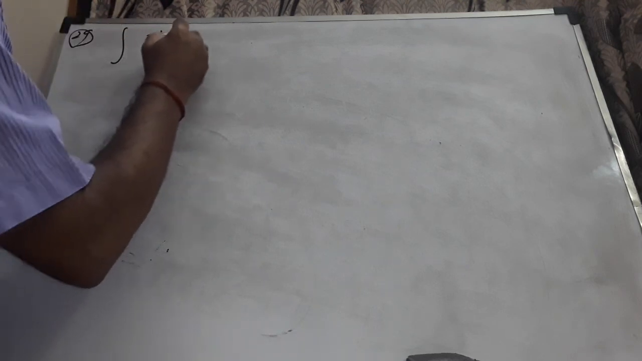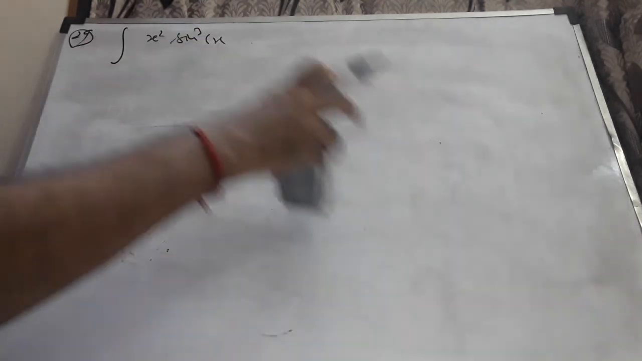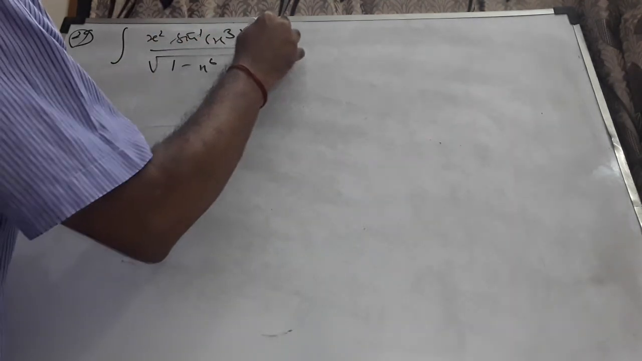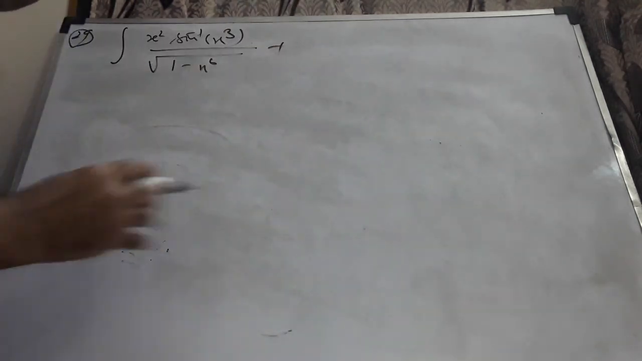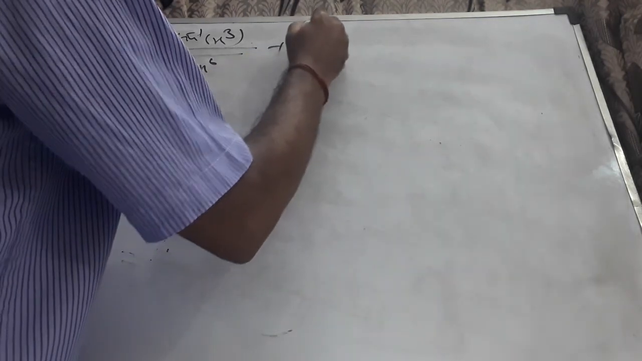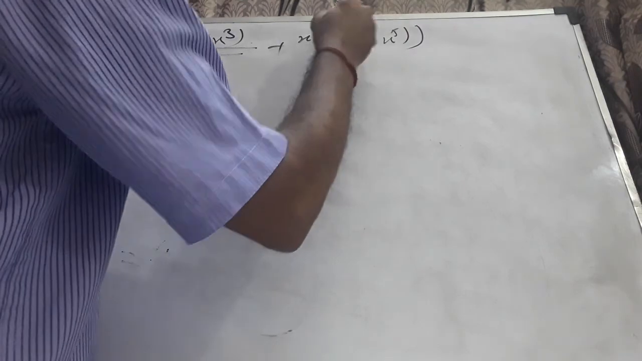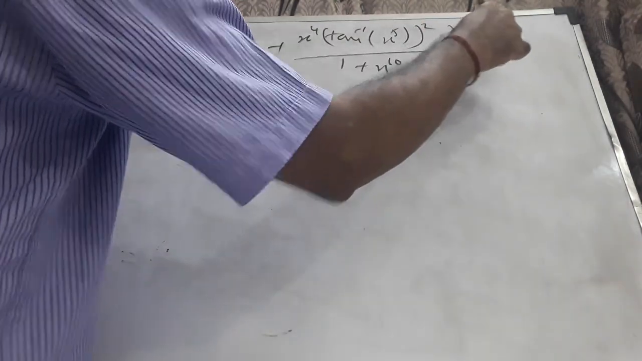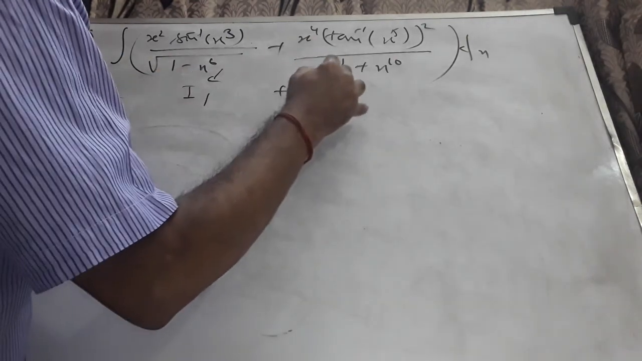Evaluate the integral of x square sine inverse x cube by root of 1 minus x power 6 dx, or I can write both together: x power 4 into tan inverse x power 5 the whole square by 1 plus x power 10 dx. I can call the first one I1, and this integral you can write as I2.